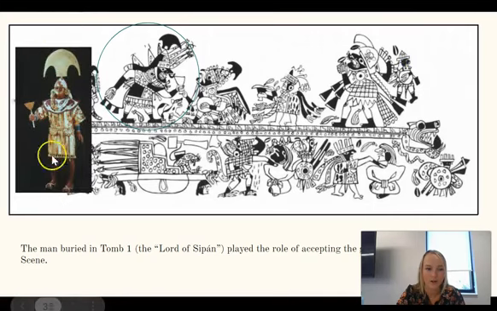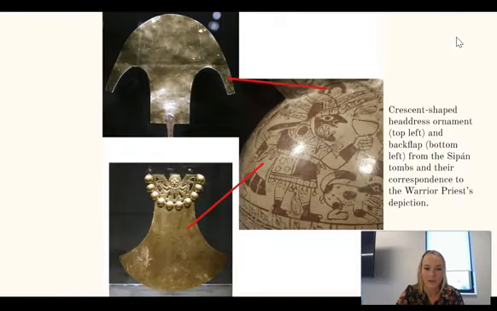This is a reconstruction of the regalia that was found buried in Tomb 1 at Sipan, and let's take a look at it a little bit more closely. So we have the crescent-shaped headdress ornament and the back flap that corresponds to the warrior priest depiction. Thank you to Smart History for this image.